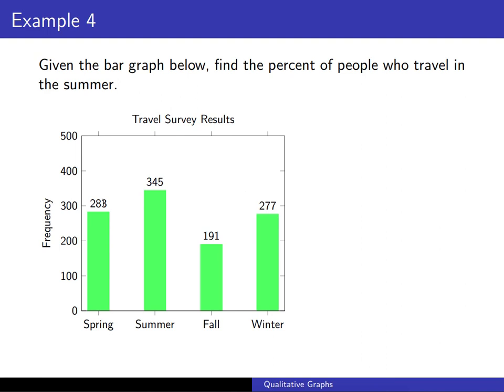We want to know what percentage of the total are the ones that travel in the summer. So we have to add up the heights of these 4 bars, and when we do that, we get 1,096. And out of the 1,096, 345 of them travel in the summer. If we convert 345 out of 1,096 to a percentage, just divide 345 by 1,096 and then move the decimal 2 places to the right, we get about 31.5%, or 31.48%, of the people travel in the summer.